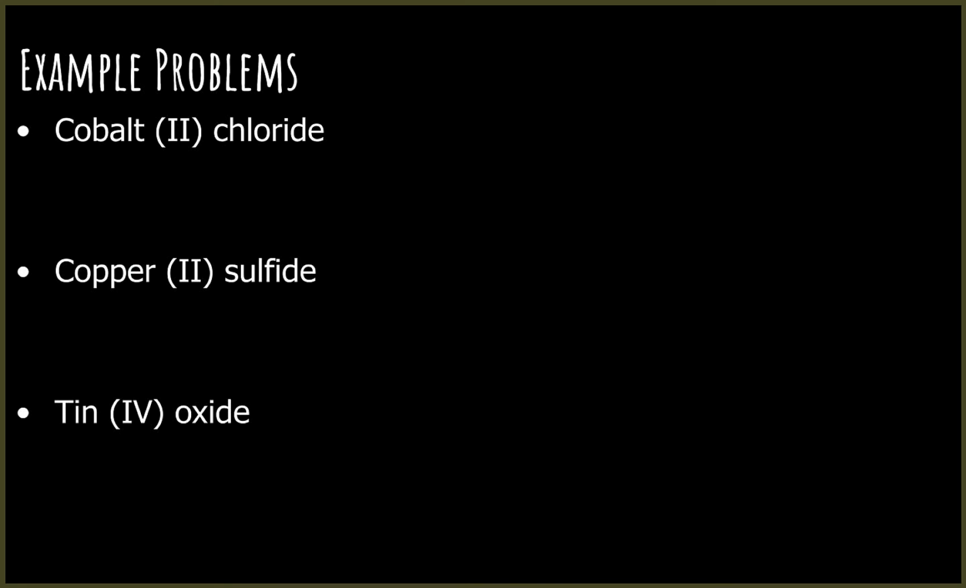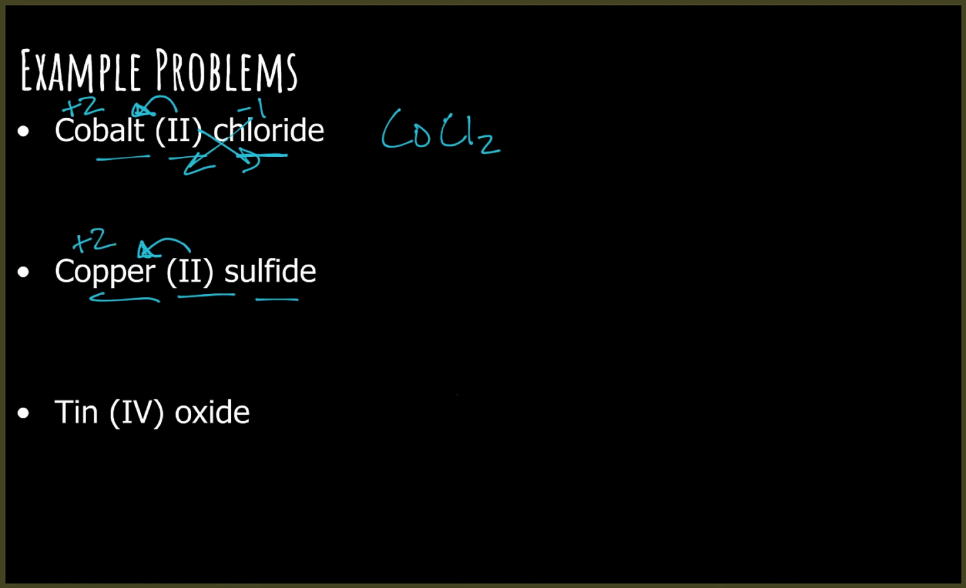So cobalt 2 chloride, the Roman numeral tells me the charge of the metal. The charge of the nonmetal we get from the periodic table, just like we did last time. And then we crisscross those charges. So cobalt 2 chloride is CoCl2. Copper 2 sulfide, this tells me copper is a +2. Sulfur is a -2. Crisscross, they're the same, so they cancel out. So CuS.